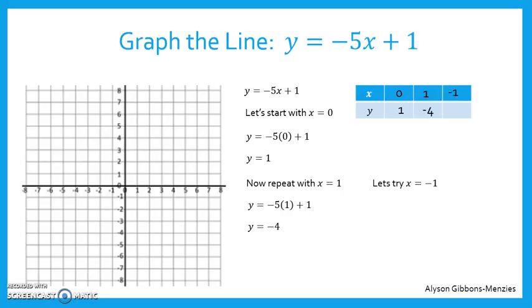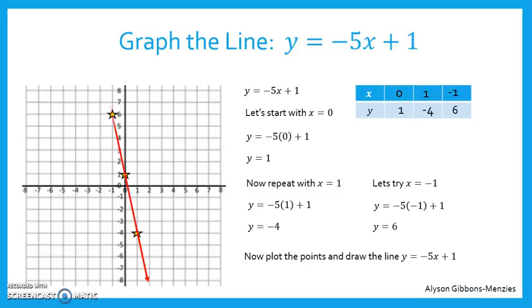So when x equals minus 1, y equals minus 5 times minus 1 plus 1. Y equals 6. And that fits. So now I can plot the points and draw the line y equals minus 5x plus 1. 0, 1, 1, minus 4, and minus 1, 6. And draw the line.